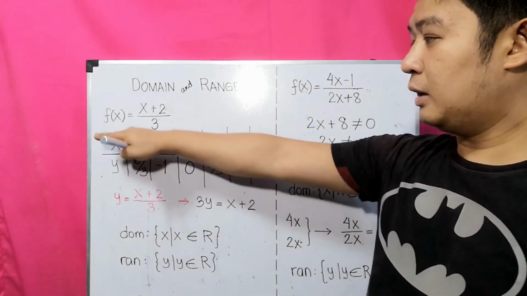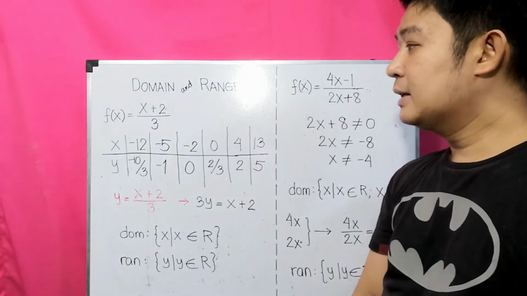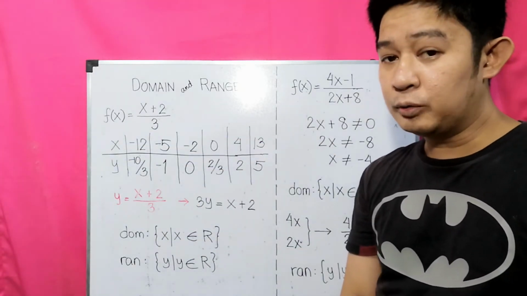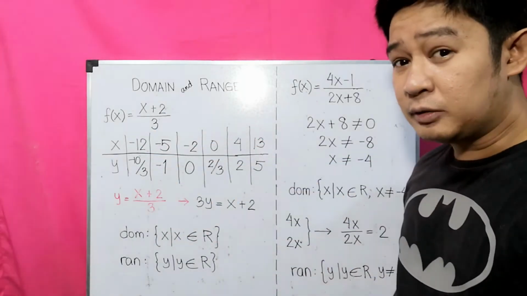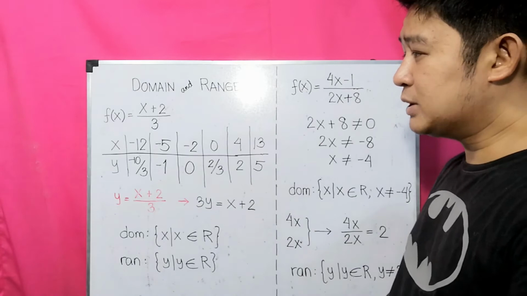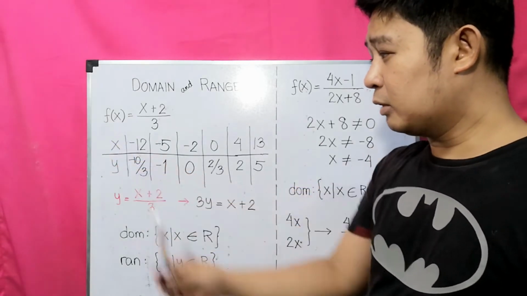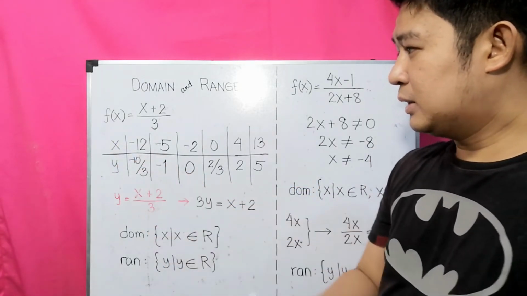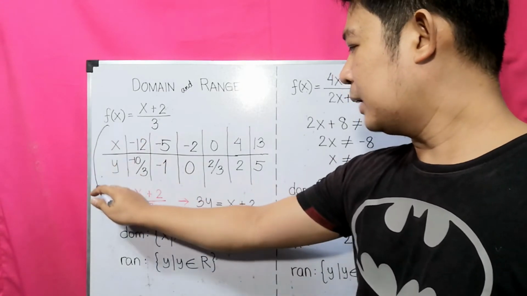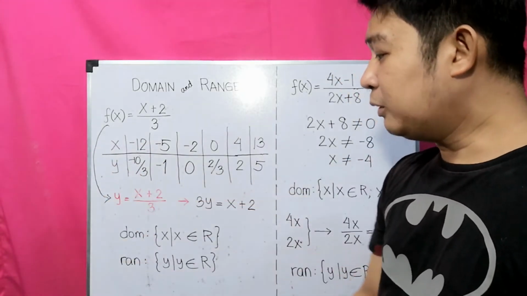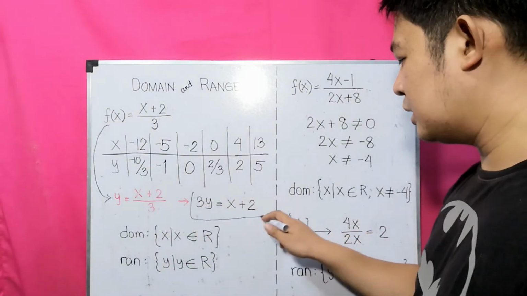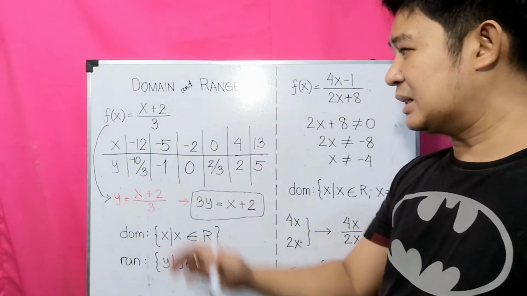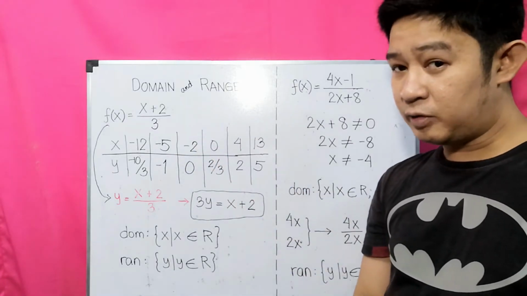So we have here f of x equals (x plus 2) all over 3. This one may seem to be a rational function, but actually if you change f of x into y, it will become like this, and if you simplify this equation, it will turn out to be a linear equation. So we can say that this is just like a linear function.